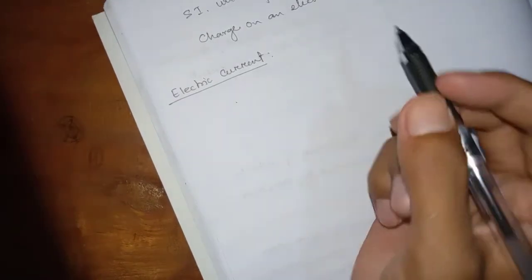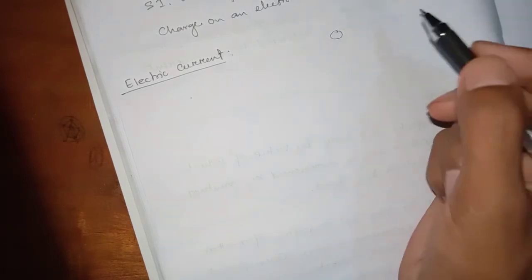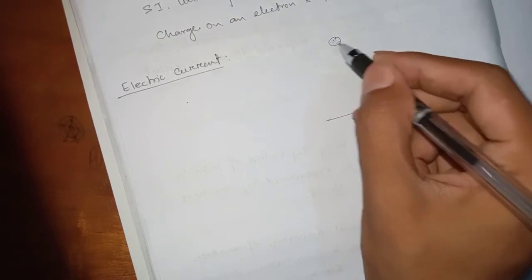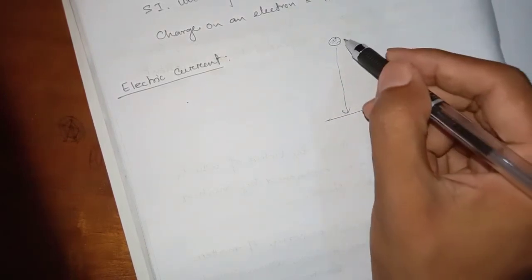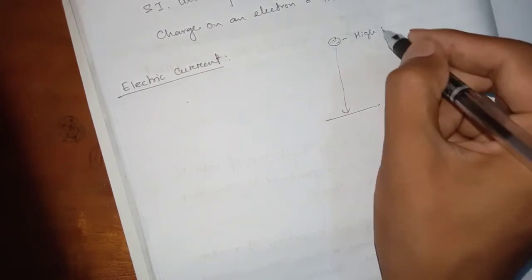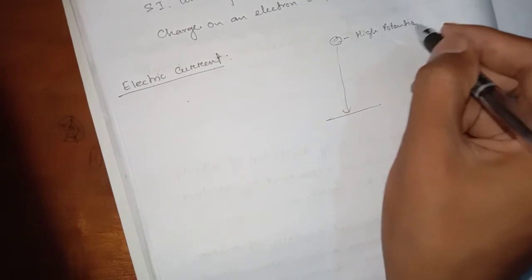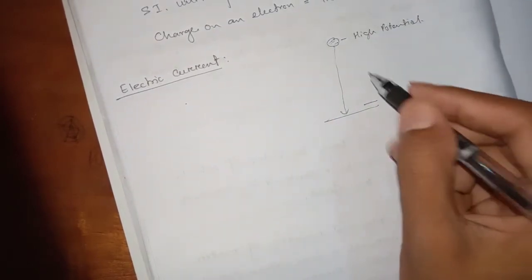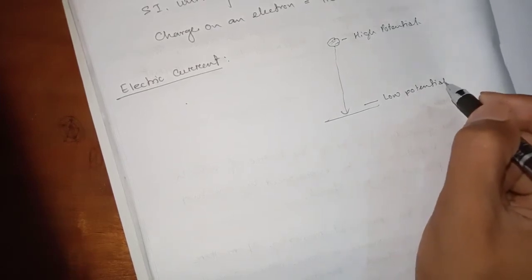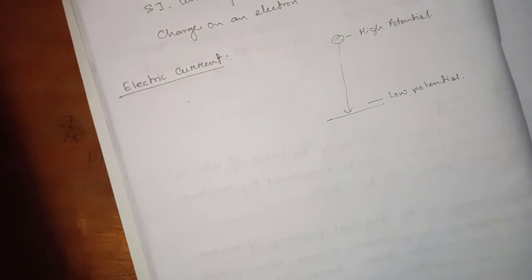Suppose one example I would like to give you: when we keep an object at a certain height from the ground, it has a tendency to come to the ground. Why? Because at this point the object has some high potential, and it always has a tendency to come to low potential. Similarly, in the case of electric current, the charges have a tendency to move from high potential to low potential.